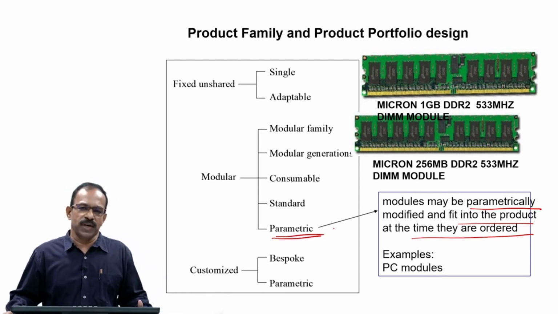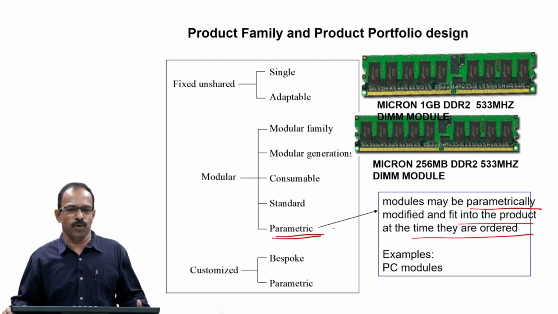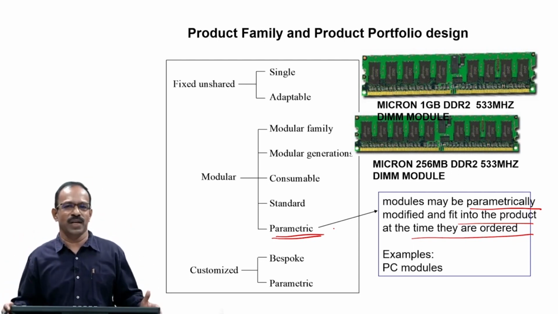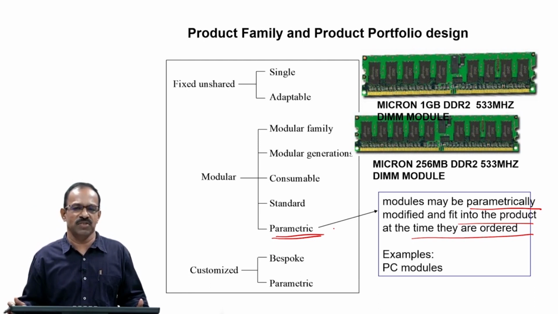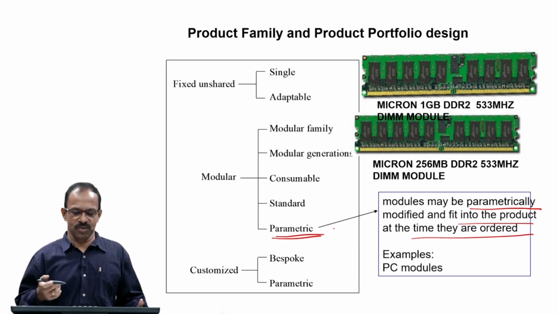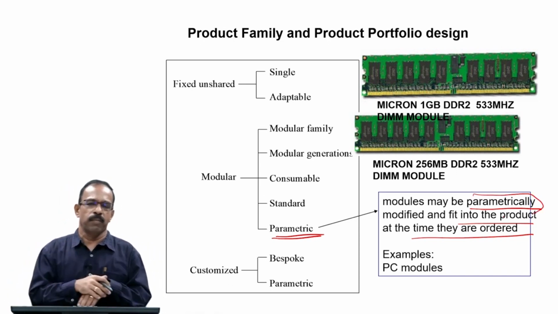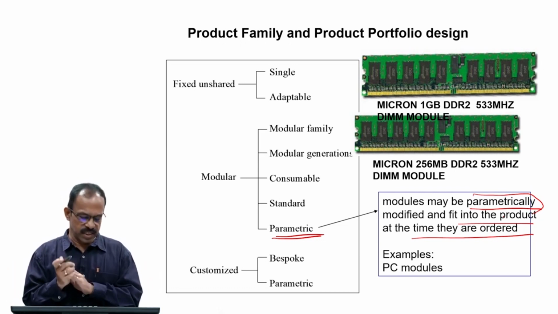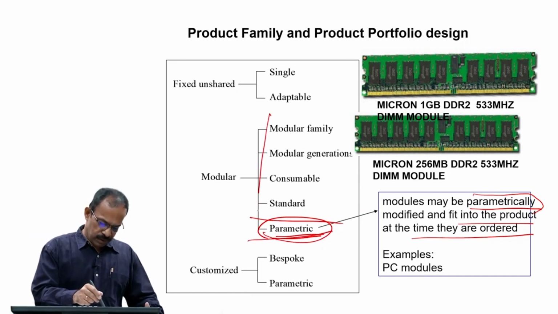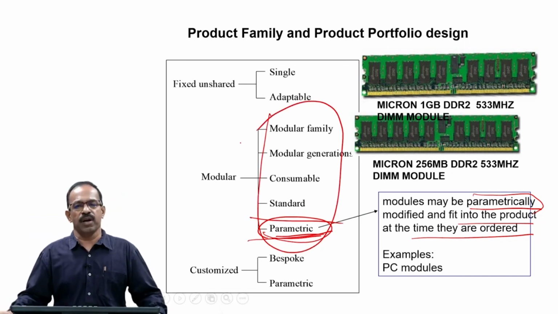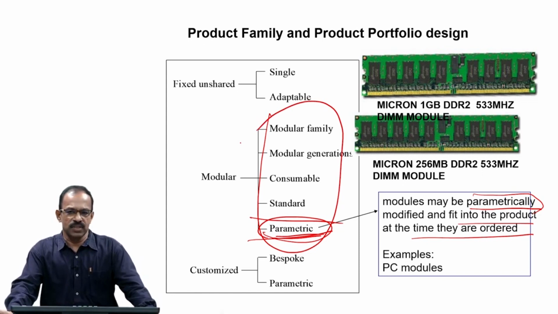So, in the case of a computer, a customer will say, okay, I want a particular size of the overall product, this much only, and I want a particular hard disk capacity, a particular RAM capacity, etc. So, depending on those parametric requirements, you can fit those modules into the main platform and generate the product. So, that is the modular parametric design. So, these are the 5 categories of modular family architecture, which is basically used for the portfolio design.